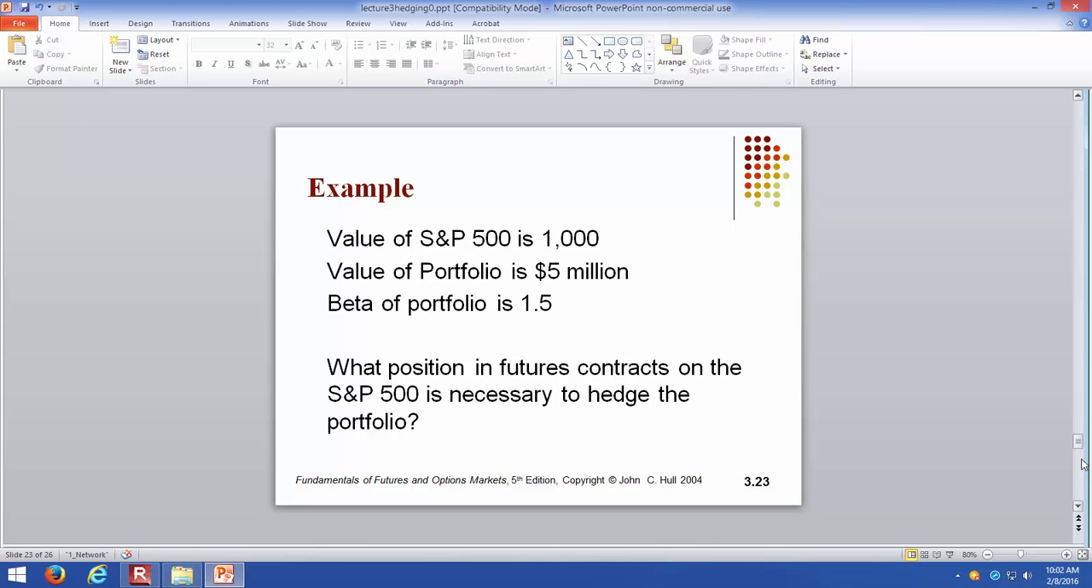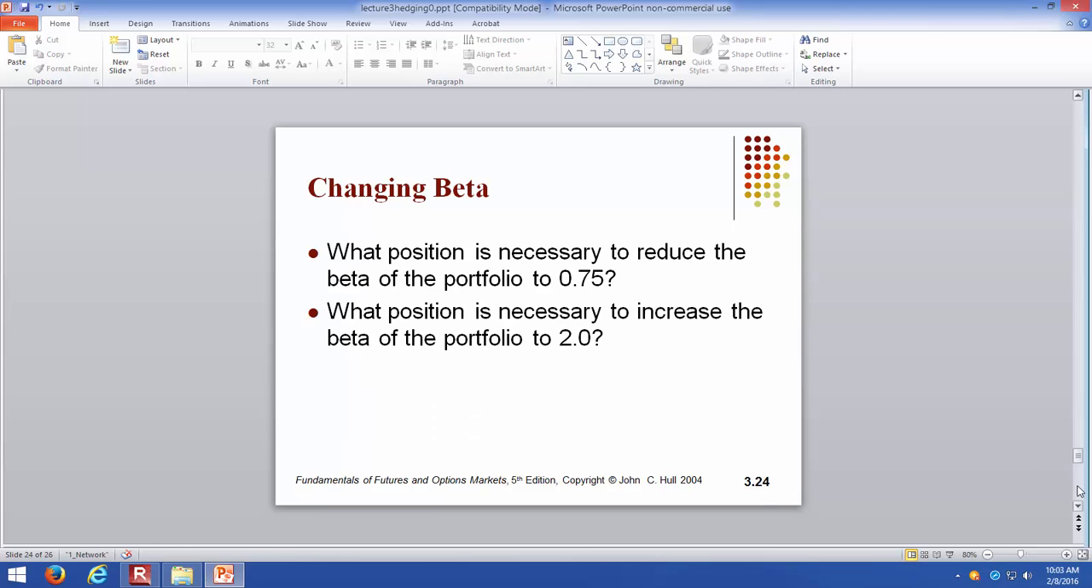The value of the S&P 500 is 1,000. The value of the portfolio is 5 million. The beta of the portfolio is 1.5. What position in futures contracts is necessary to hedge the portfolio? So clearly, you own the portfolio, you want to hedge, you want to short stocks. That is the first thing. What position is necessary to reduce the beta to 0.75? What position is necessary to increase the beta to 2?